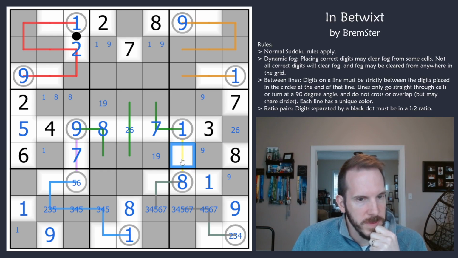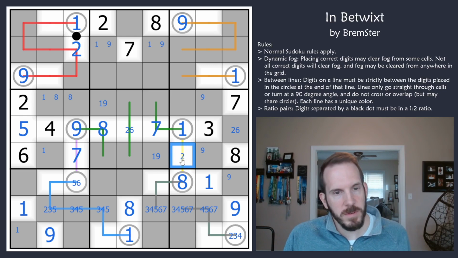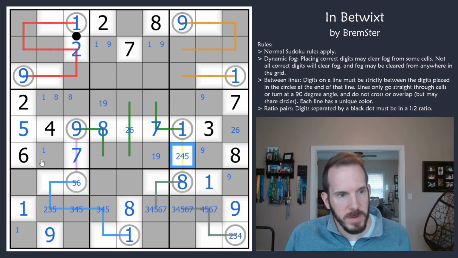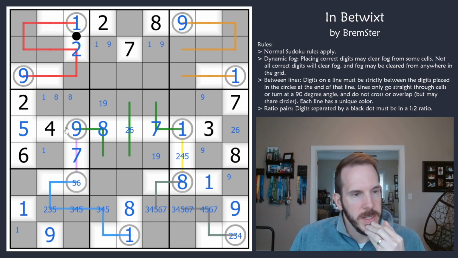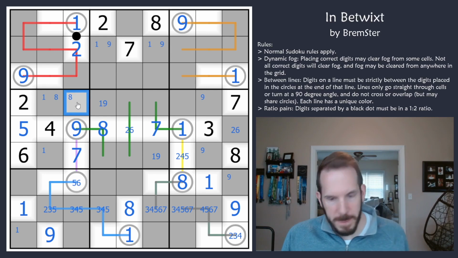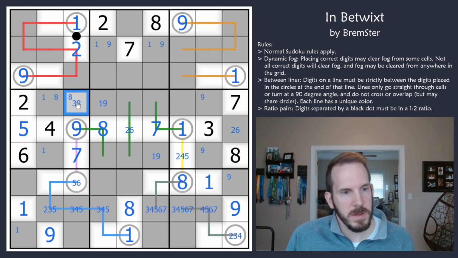This is between 2 and 7. So it's 2, can't be 3, could be 4, could be 5, can't be 6 or 7. Okay, so it's 2, 4, 5. This box needs 1, 3, and 8. So this is 3, 8. This is 1 or 3. 1, 3, 8. Okay.